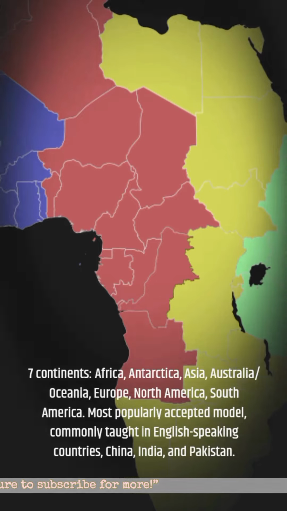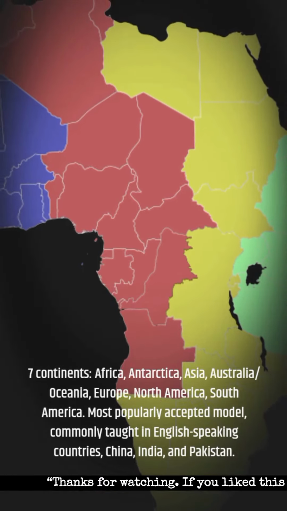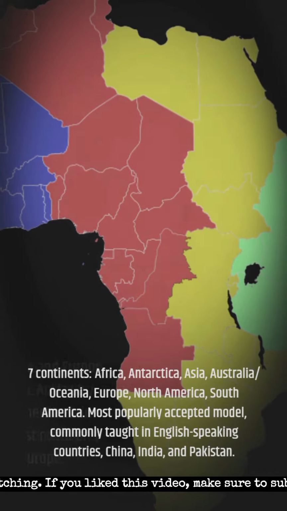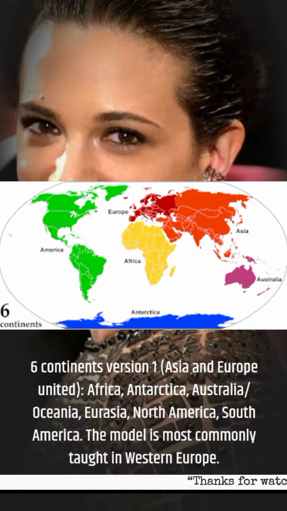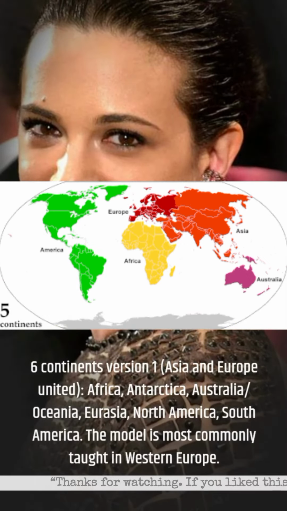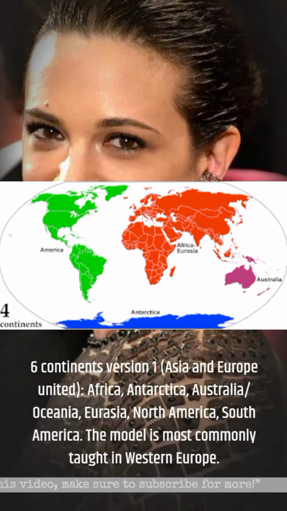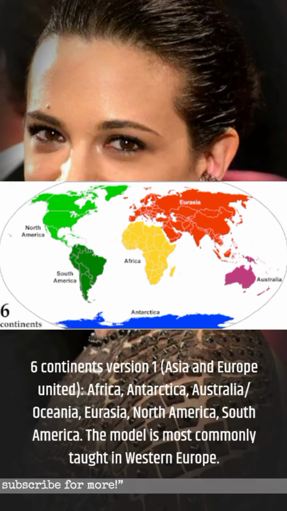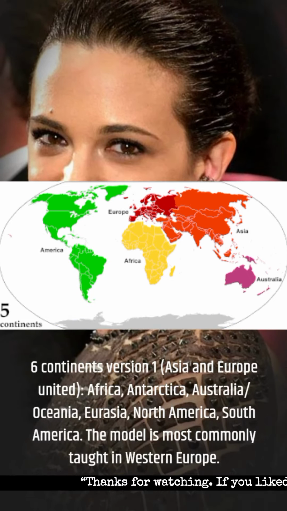Most popularly accepted model, commonly taught in English-speaking countries, China, India, and Pakistan. 6 continents version 1: Asia and Europe united, Africa, Antarctica, Australia, Oceania, Eurasia, North America, South America. The model is most commonly taught in Western Europe.